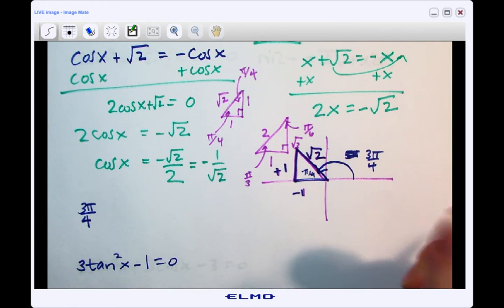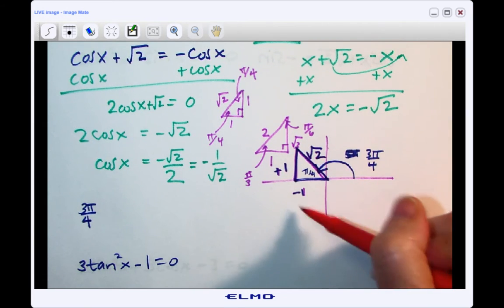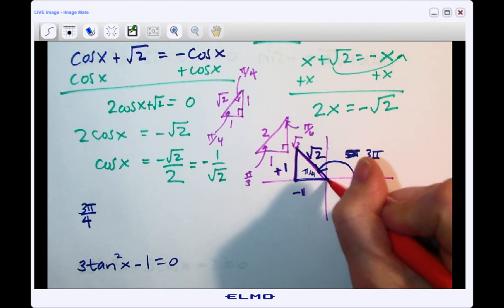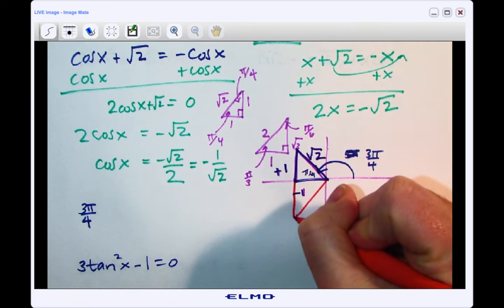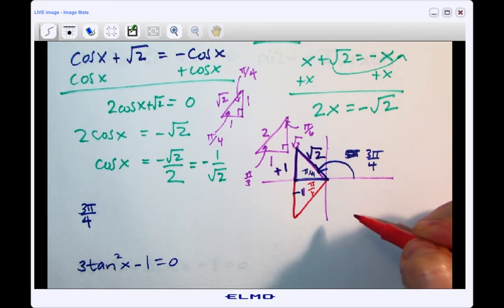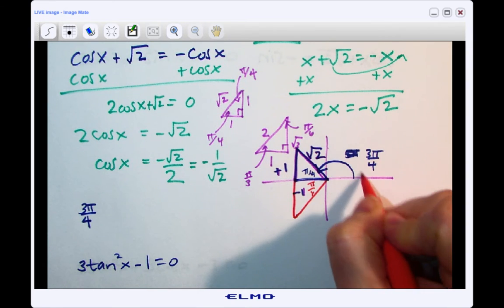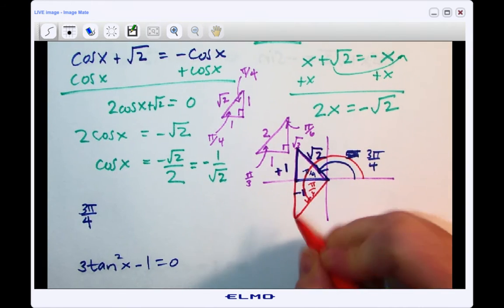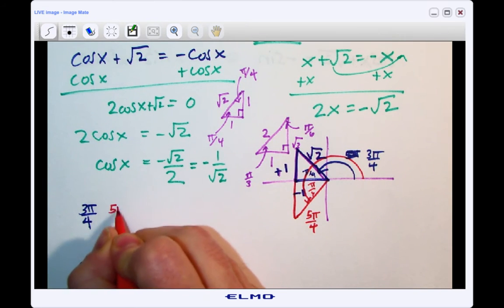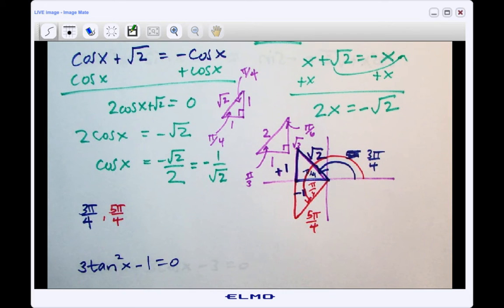So one solution to this would be 3 pi over 4. Now we also know that between 0 and 2 pi, there's actually another place where cosine is negative. Not in quadrant 4, but in this quadrant, it is negative. So if I were to draw this triangle and make this one pi over 4, everybody knows that its cosine would also be negative 1 over root 2. And that one is, of course, 5 pi over 4, right? So another solution to this equation is 5 pi over 4. Okay, so this one has two solutions between 0 and 2 pi.